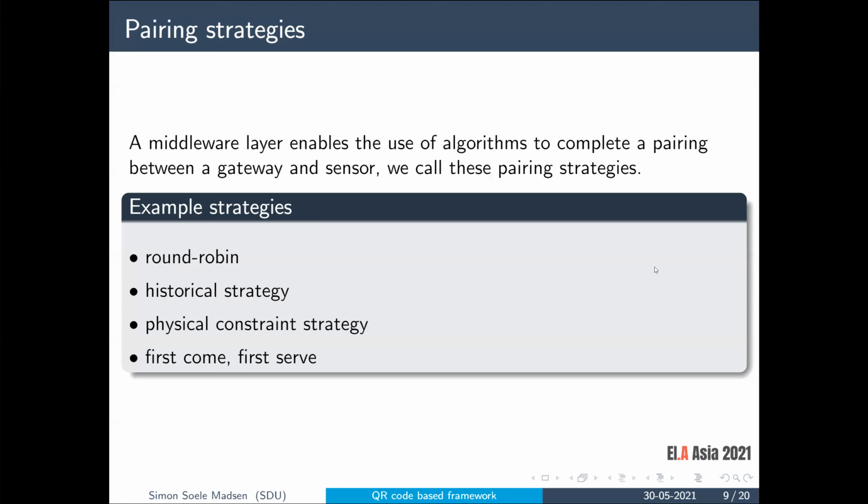We also have some more intelligent strategies, such as a physical constraint strategy, where you limit a gateway to only be able to pair within a certain distance.